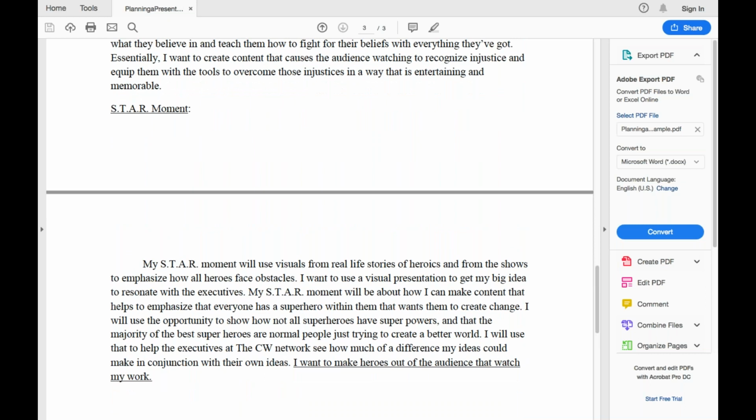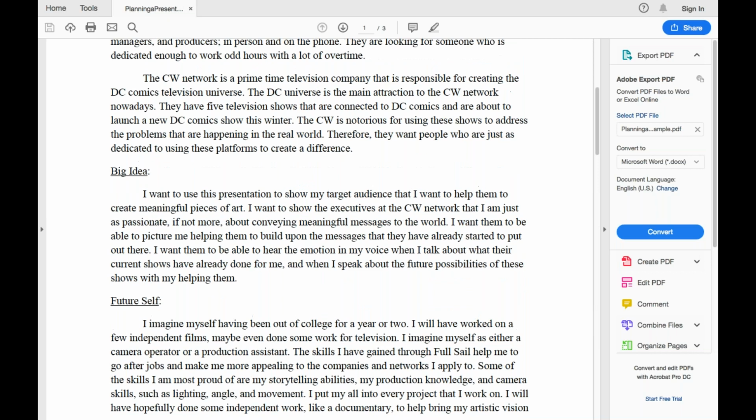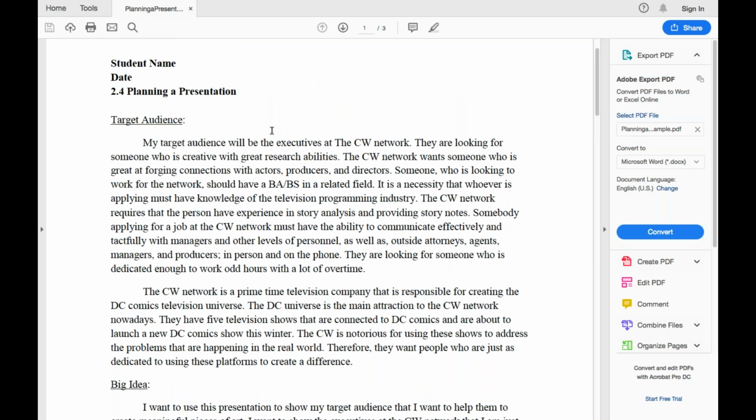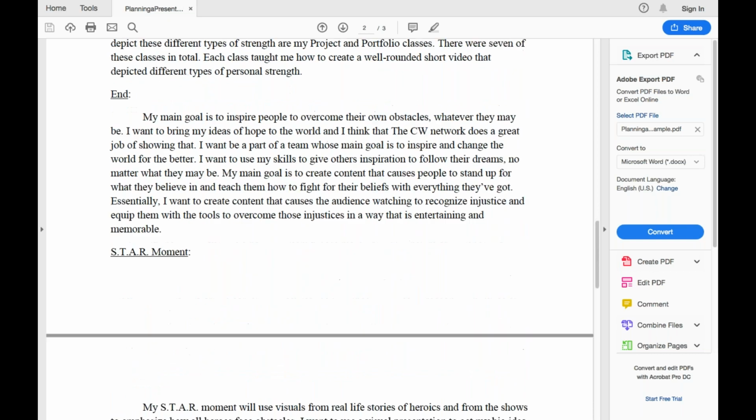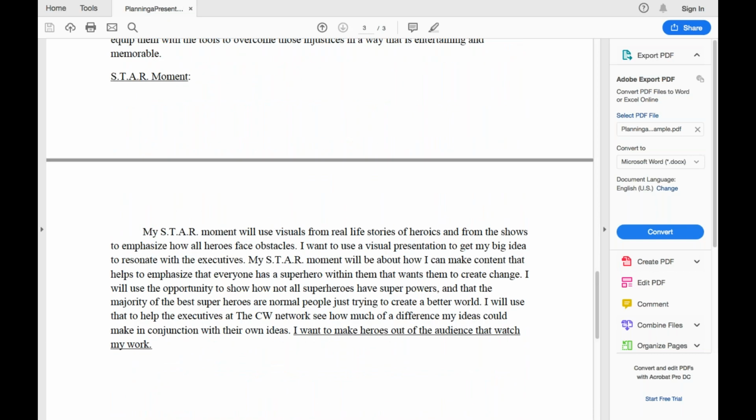You could just have its own little section, but make sure you list it as your star moment. So I want you guys to be able to list it like your target audience. Talk about who your target audience is, your big idea, your future self, your beginning, your middle, and your end, and then talk about your star moment.